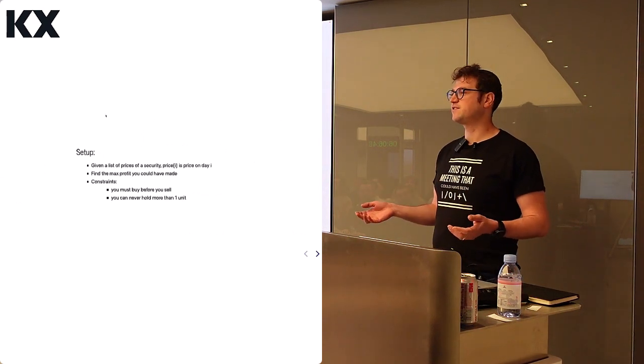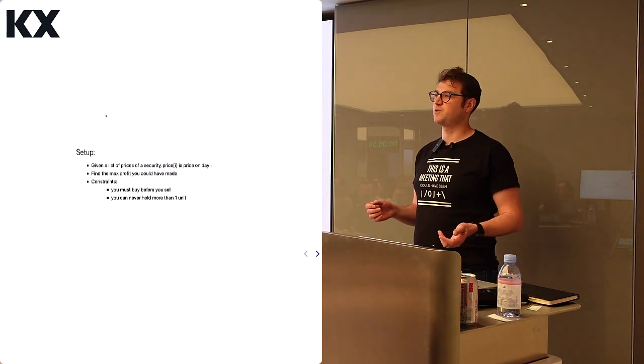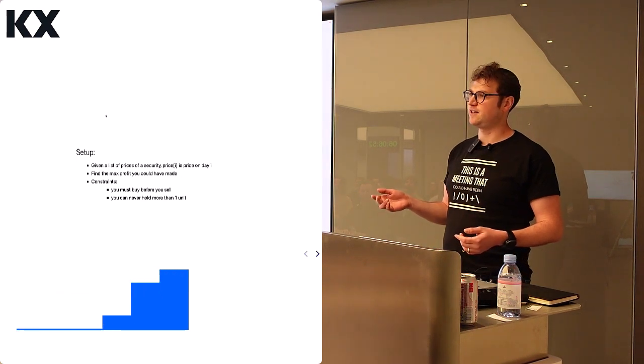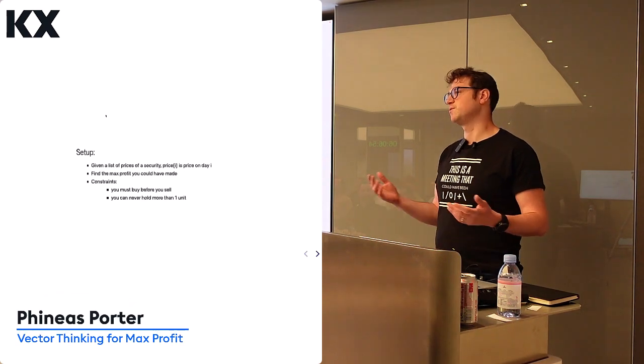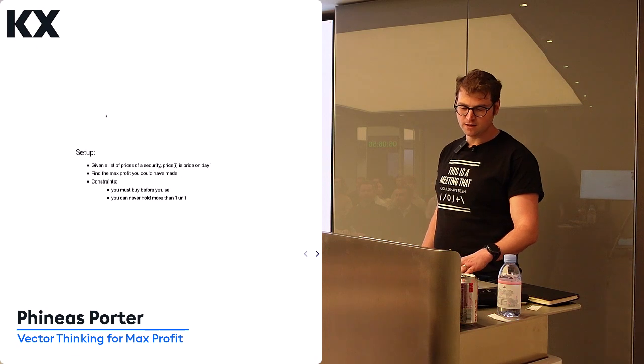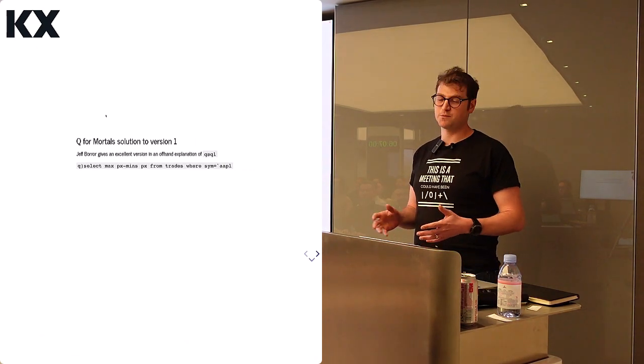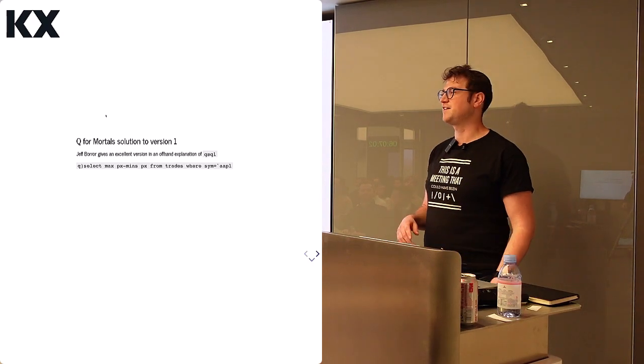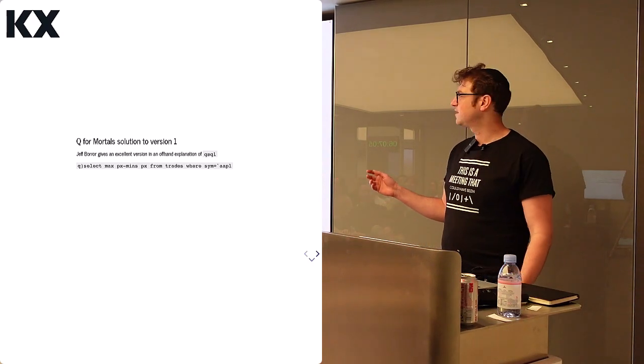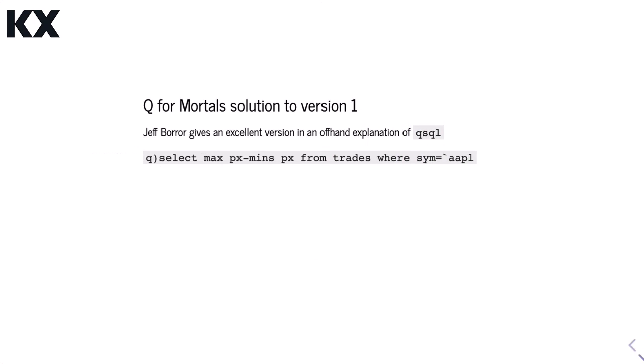There are 2 constraints. The first constraint is you have to buy before you sell, and the second constraint is that you can never hold more than 1 unit of the security. If you're familiar with Q for Mortals, Jeff Borror just kind of offhand solves the problem in a q-SQL statement. He says, select max px minus mins px from trades where sym is equal to Apple. This is the best trade you could have made in Apple.